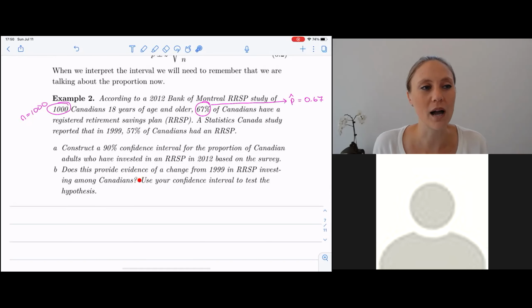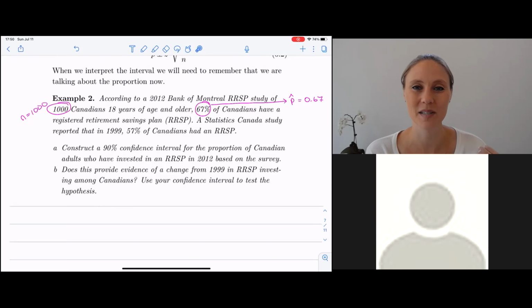Okay, so a little bit, well, I was going to say tricky, but there's really only one value here that's left, and that's the 57% of Canadians from 1999 who had an RRSP. And so that, of course, is going to be the hypothesized value, because we want to know if there's been a change since then, since the time when 57% of Canadians had an RRSP. So I want you to take a moment and try to work through this question, checking the assumptions, and then working through the calculations, and then I'll meet you back here.